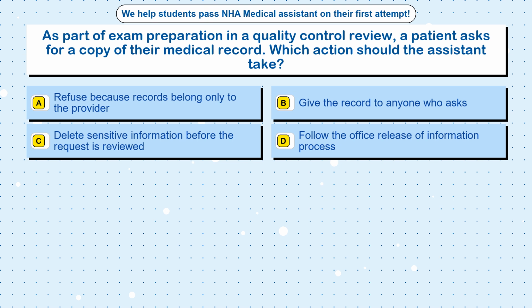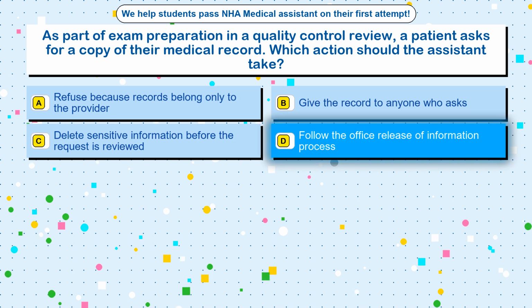Question 10. As part of exam preparation in a quality control review, a patient asks for a copy of their medical record. Which action should the assistant take? Option A, refuse because records belong only to the provider. Option B, give the record to anyone who asks. Option C, delete sensitive information before the request is reviewed. Option D, follow the office release of information process.